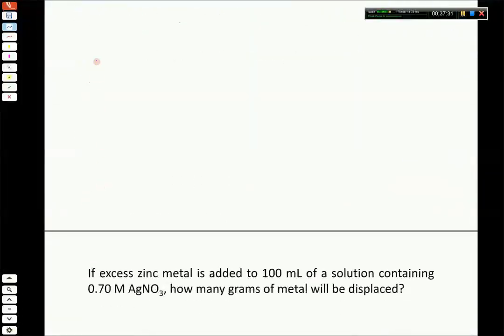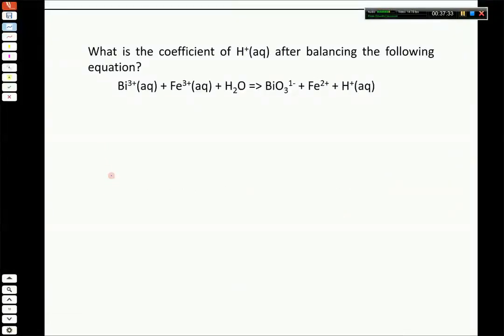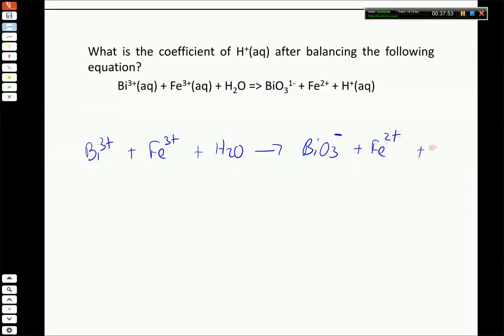Alright, the next one here, the last one that deals with redox equations, is going to be balancing. So we have Bi3+, Fe3+ in water, and then the products are BiO3-, which I think is called bismuthate. I'm not sure that's the right name. We don't have to know that one. Fe2+ and H+.